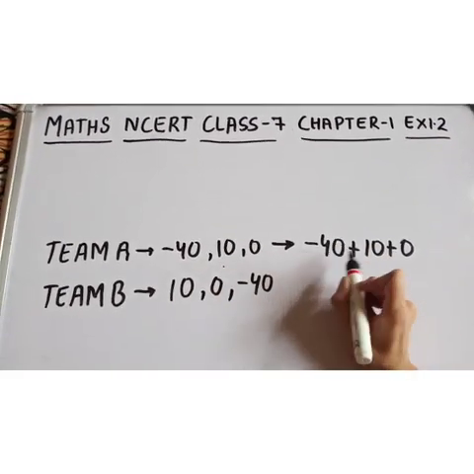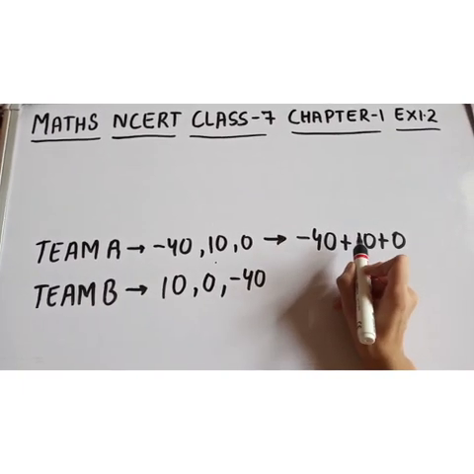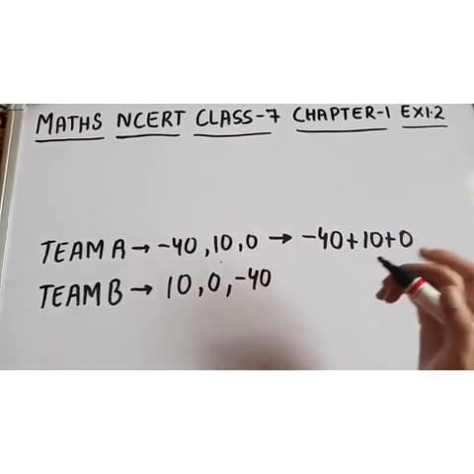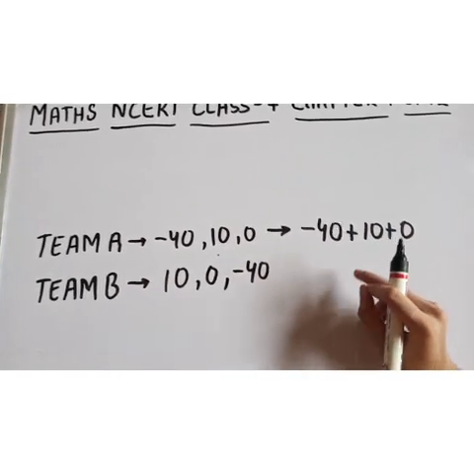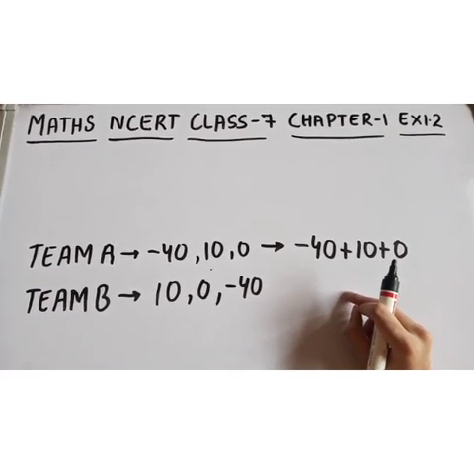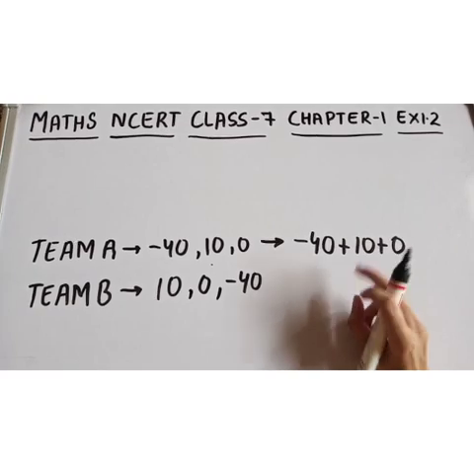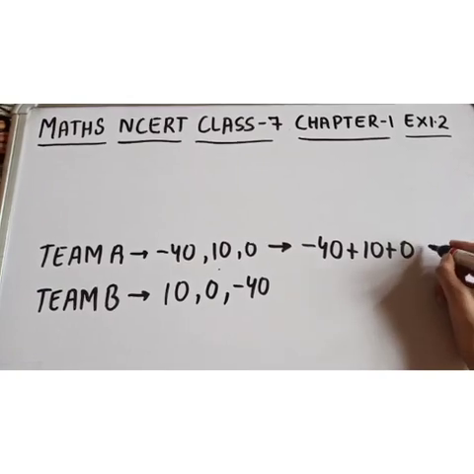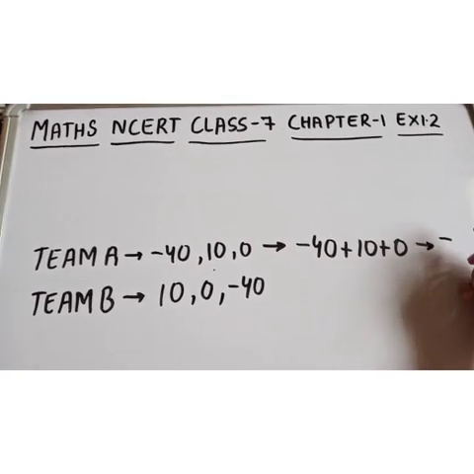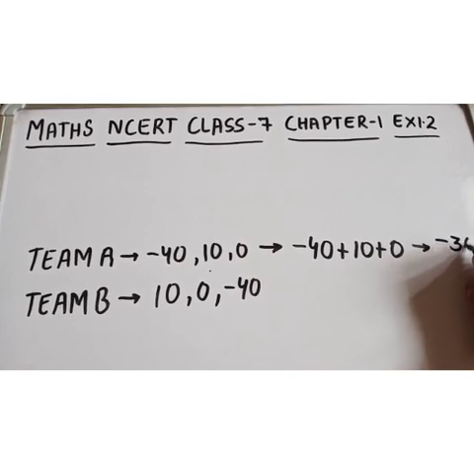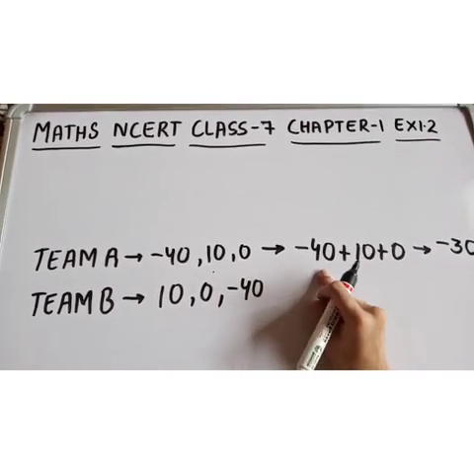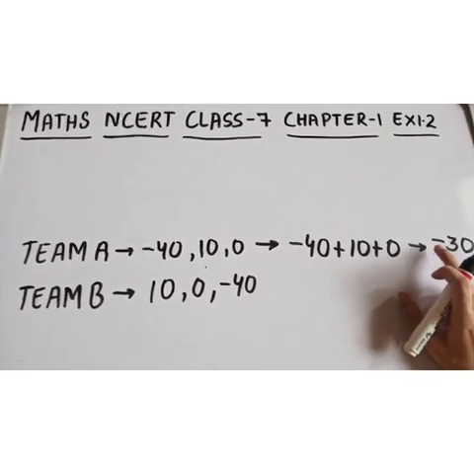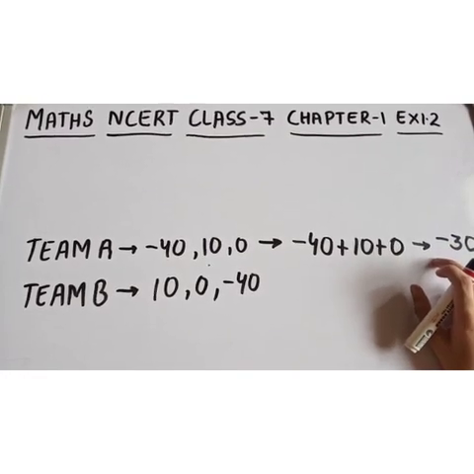Okay. Let's do -40 and 10. So this is plus and minus. We know that whenever there is one positive and one negative number, we always subtract the numbers. So let's subtract them. 40 minus 10 is 30. By following big brother rule, we will put minus sign in front of 30 because 40 is the bigger number and the sign of 40 is minus. So in the answer, we will put the minus sign by following the big brother rule.